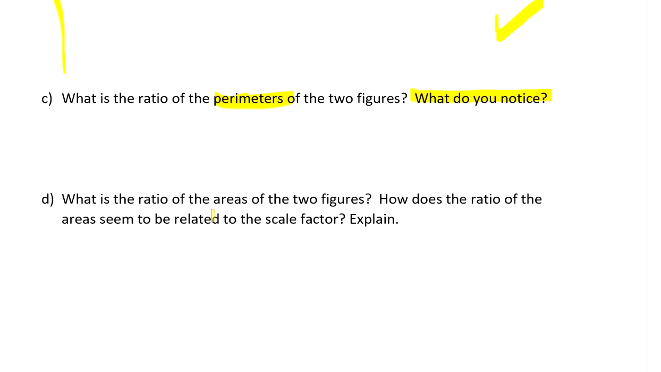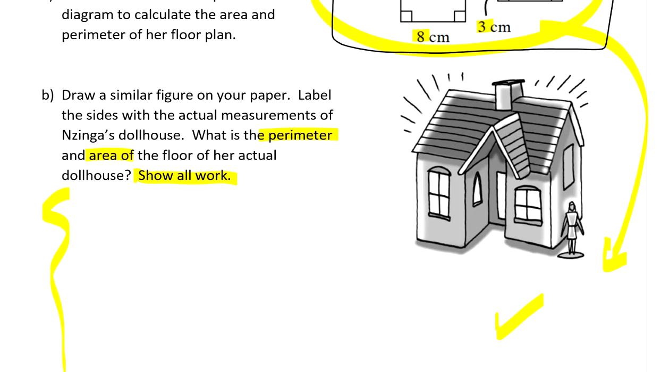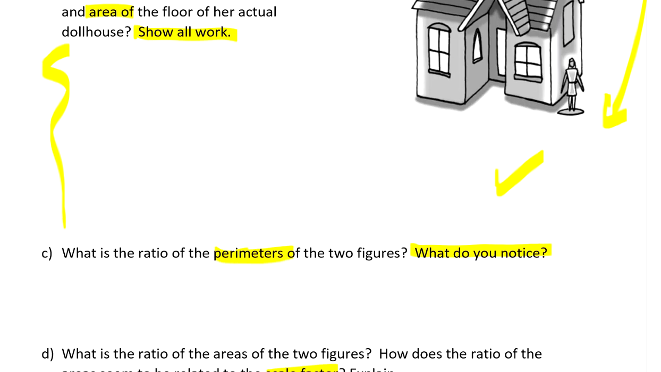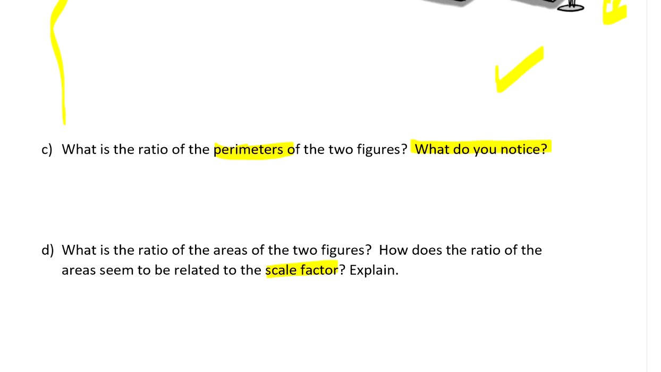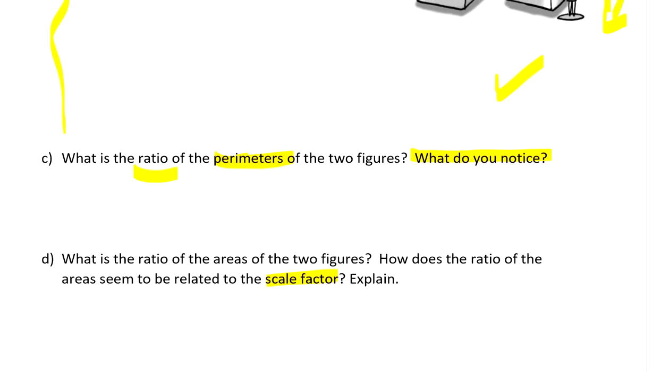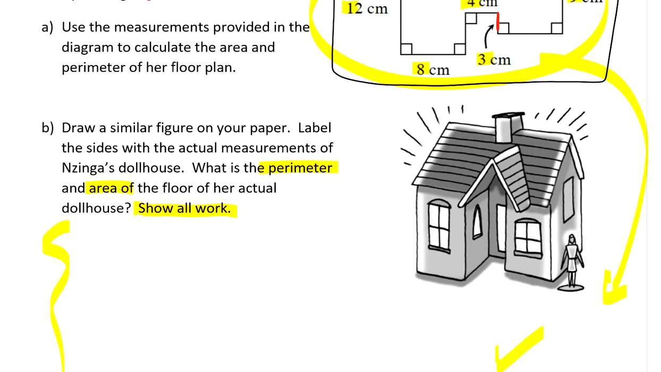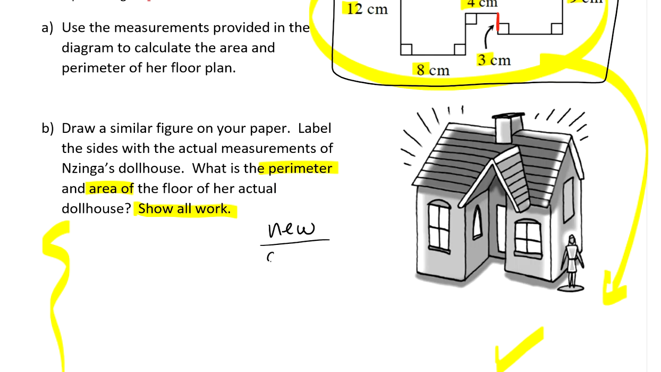And then also, what's the ratio of the areas of the two figures? How does the ratio of the areas seem to be related to the scale factor? And that's interesting. Now they're using the word scale factor, so they didn't just say any ratio, they said the scale factor. The scale factor, this is what we learn in Math 1. The scale factor is the new, enlarged one divided by the original.